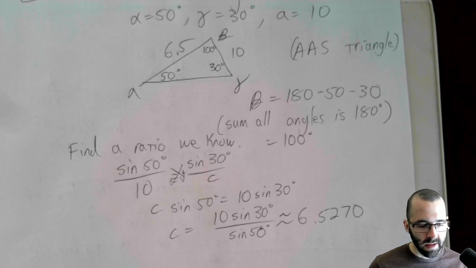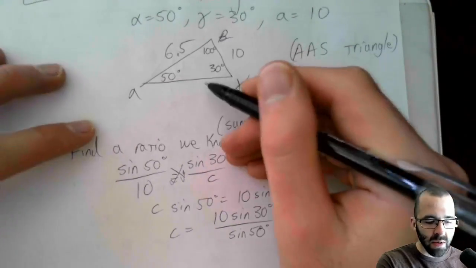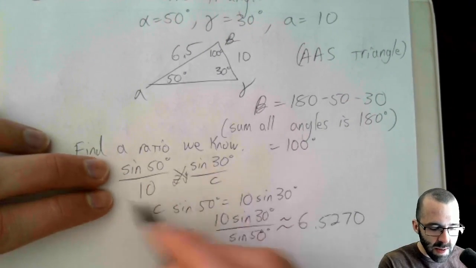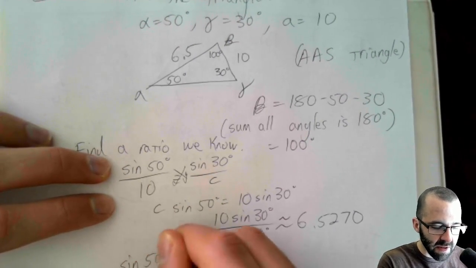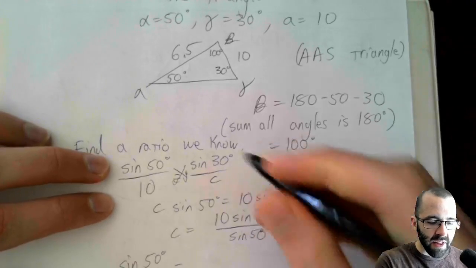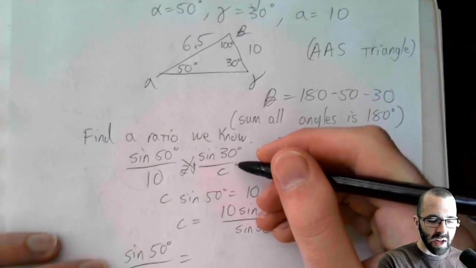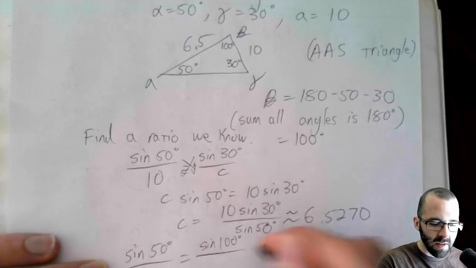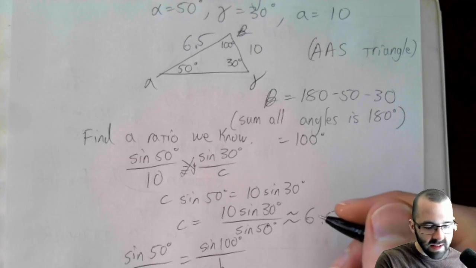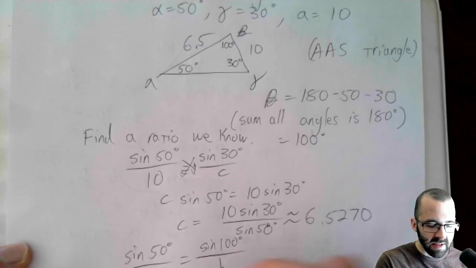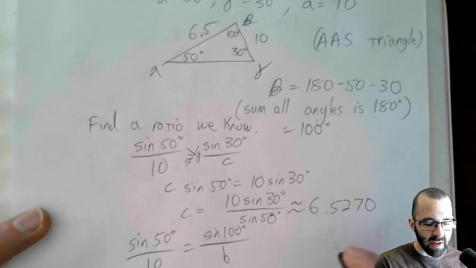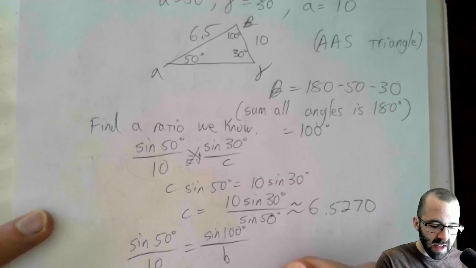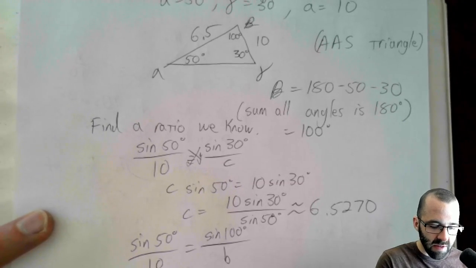All right. So now we just do the exact same thing with B. We set up a ratio that we know. Why not just use the same ratio that we know, right? Why not just use sine of 50 degrees over 10 again? And then the ratio that we don't know, which now is going to be beta. Beta is 100 degrees over B. You do the exact same steps, just instead of 30 degrees, you have 100 degrees. So I'm not going to solve this equation again. We already did this. It's going to be 10 sine of 100 degrees over the sine of 50 degrees.